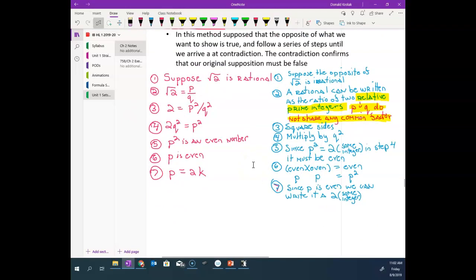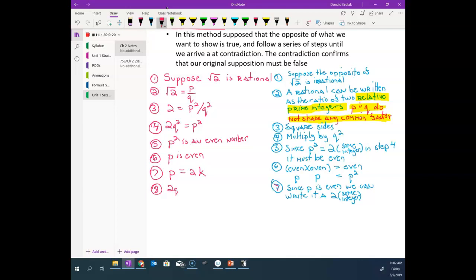You could, yeah. But here's what we're going to do. There's lots of ways to do this. This is not the only way to prove this. Okay. All right. What I'm going to do is take statement 7 and plug it into statement 4.